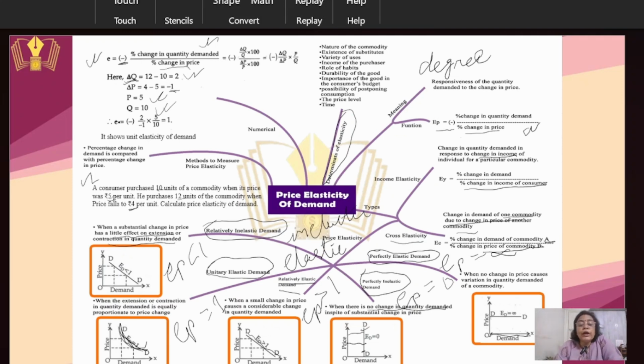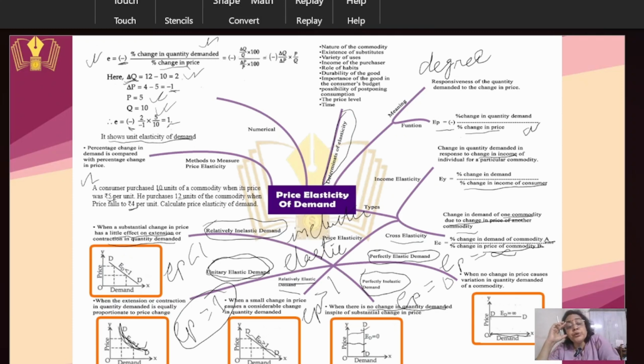Now if we put the values, minus sign over here, 2 by minus 1, 5 by 10, we are getting the answer equal to 1. So it shows what? When Ep is equal to 1, we call it what? Unitary elastic demand or unit elasticity of demand. So it shows unit elasticity of demand.